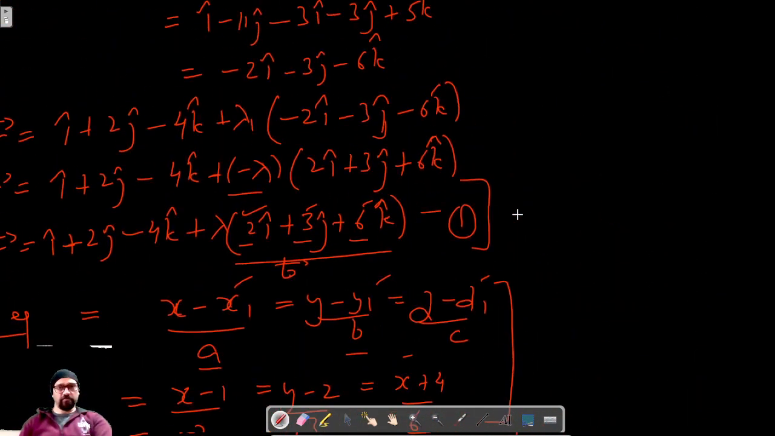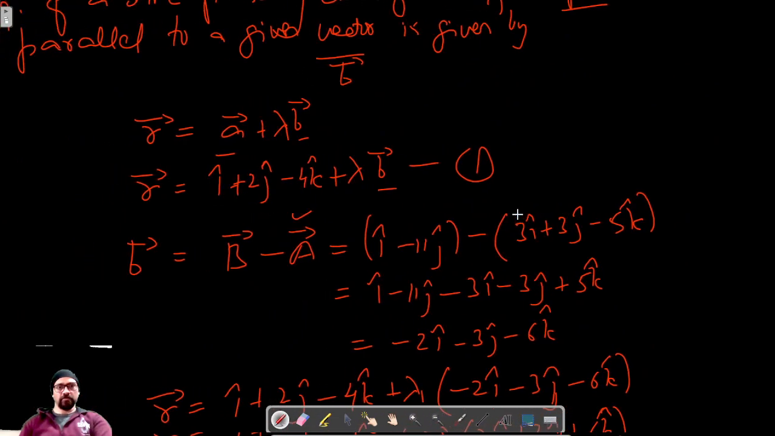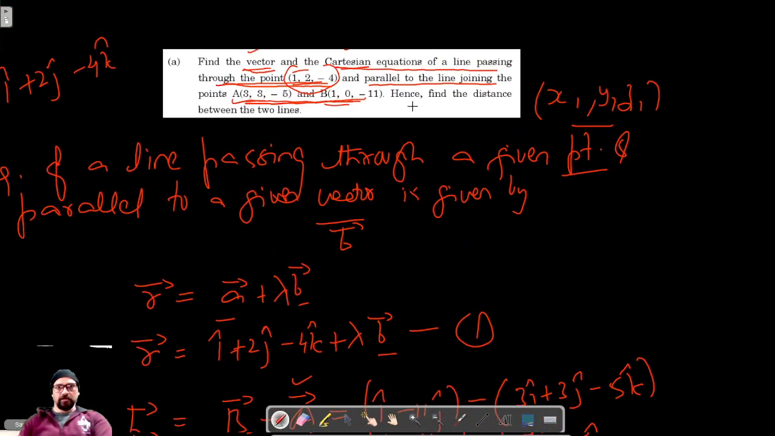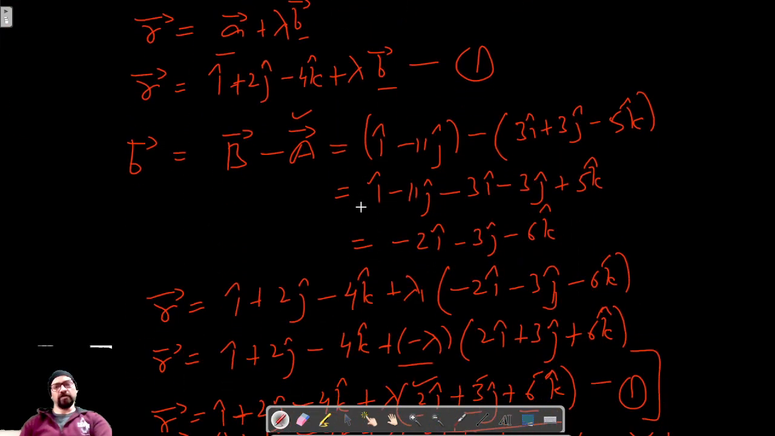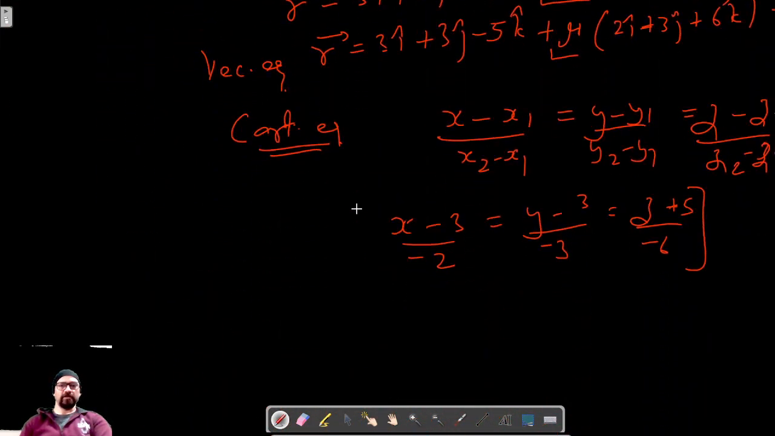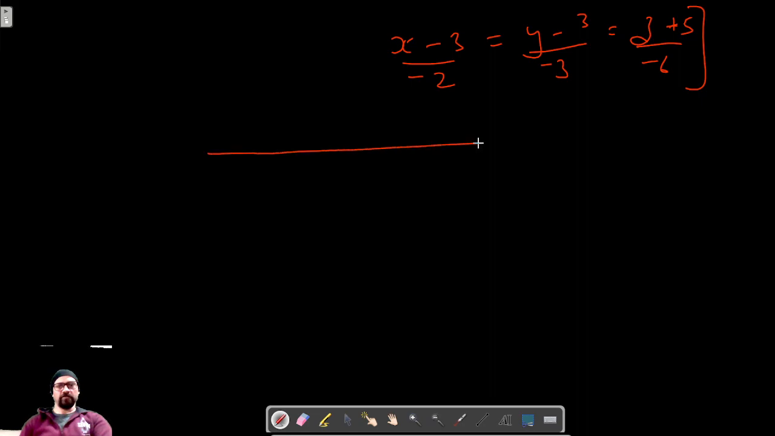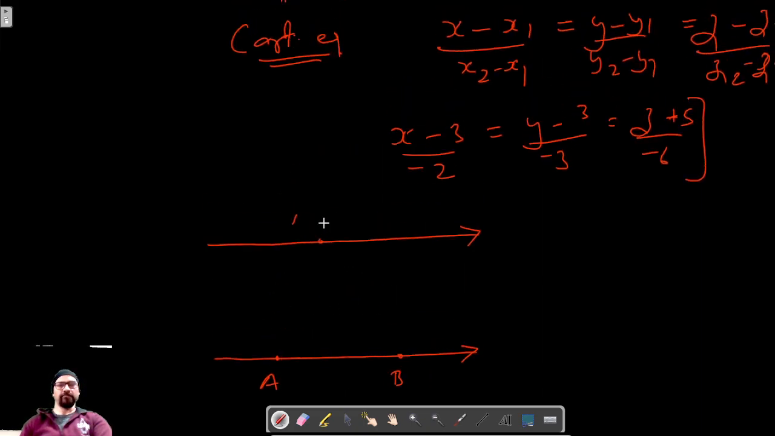Okay, now let's see what is asked next in the question. We have to find the distance between two lines. So these two lines are parallel. So this is one line which is passing through a point, and this is the line which is passing through 2 points, and these 2 points are A and B.